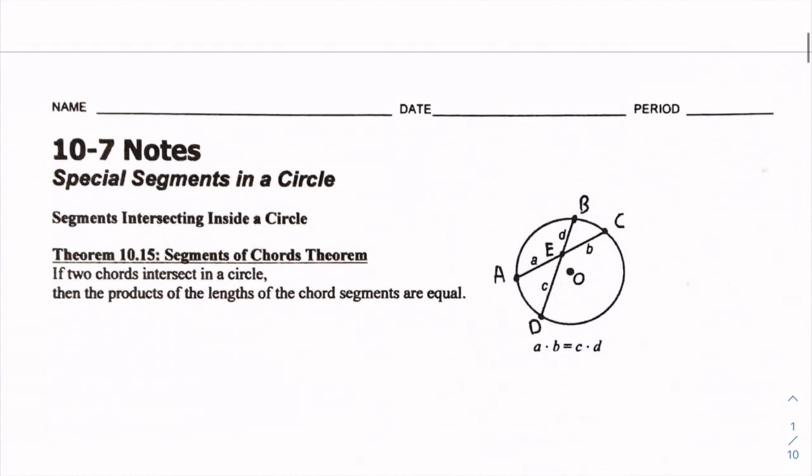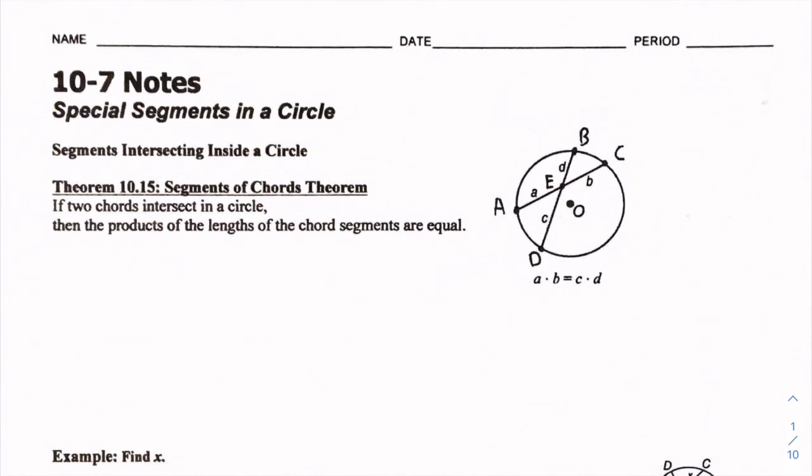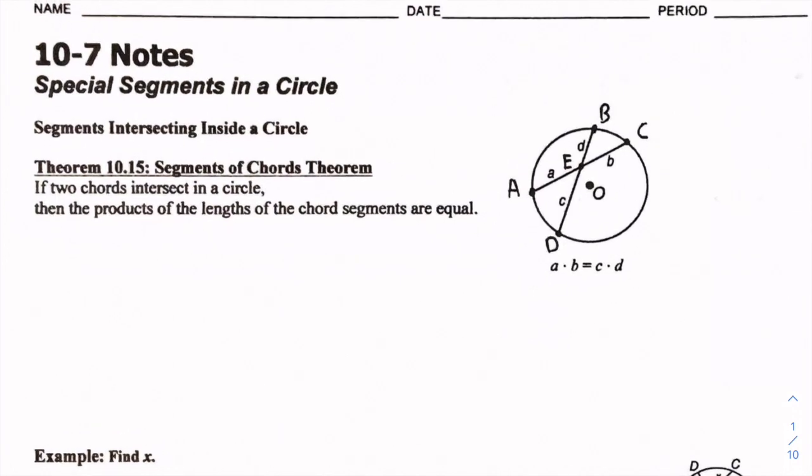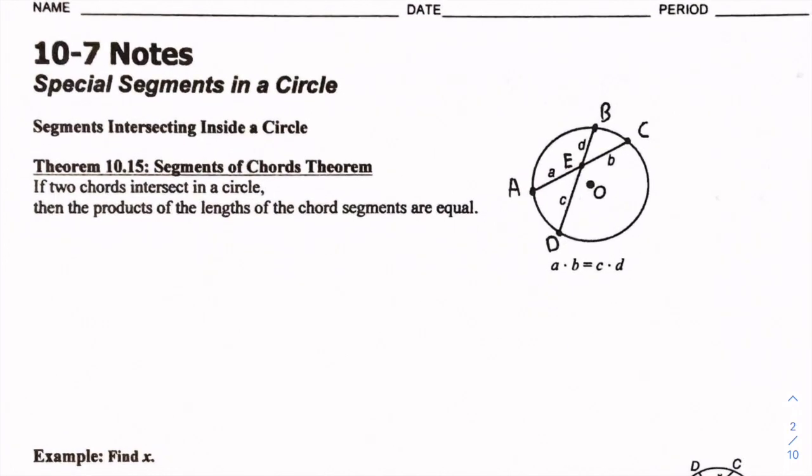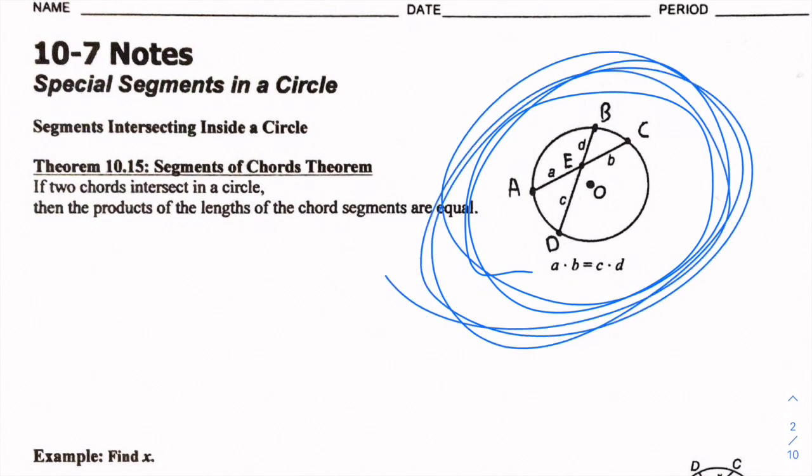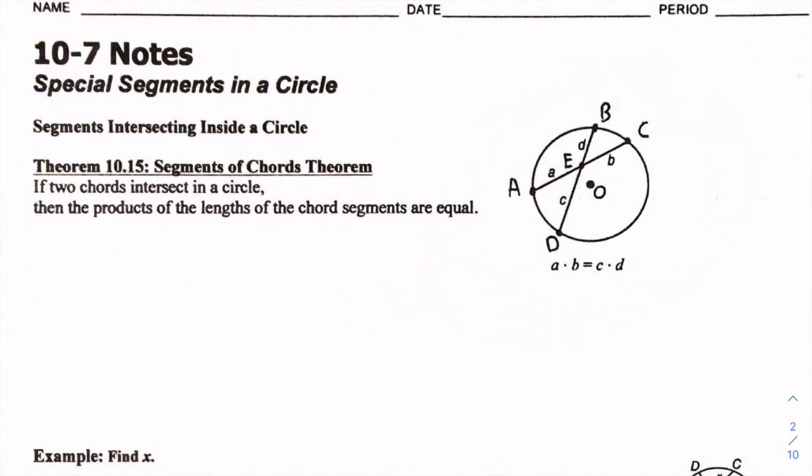And today we're talking about chapter 10-7, special segments in a circle. Okay, so the new theorem we're learning today is segments of chords. If two chords intersect in a circle, so look at this diagram, we have two chords there, then the product of the lengths of the chord segments are equal.